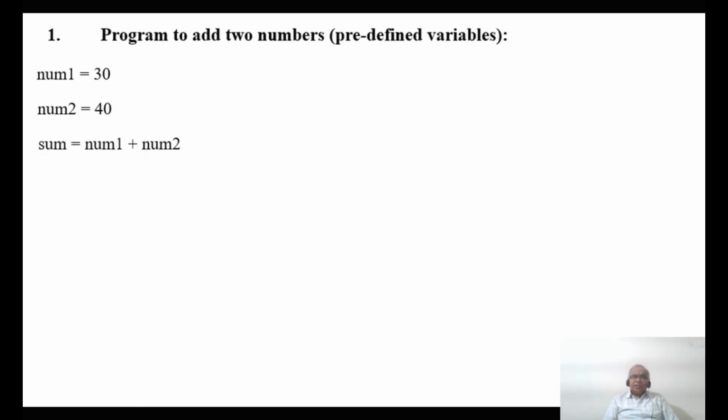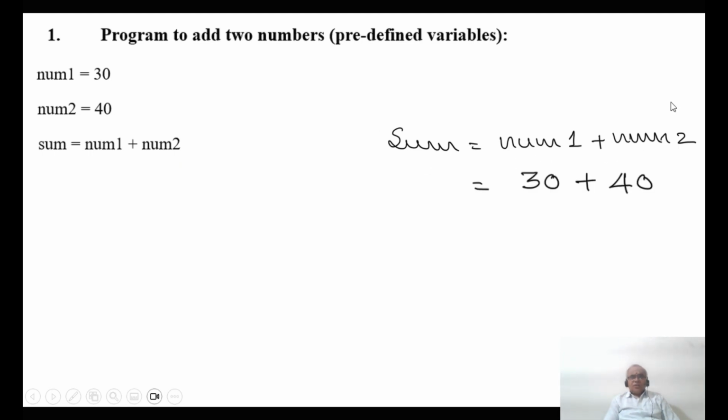Then what do I need to do? I need to add, so I will go for sum. Sum of what? Num1 plus num2. So that is what we got here. Sum is equal to num1 plus num2. What is the value of num1? The num1 value is 30, so I will write 30 here. And the value of num2 is 40, so you are going to get 40. So we get the value of sum is equal to 70. This is what I want. This is the output.